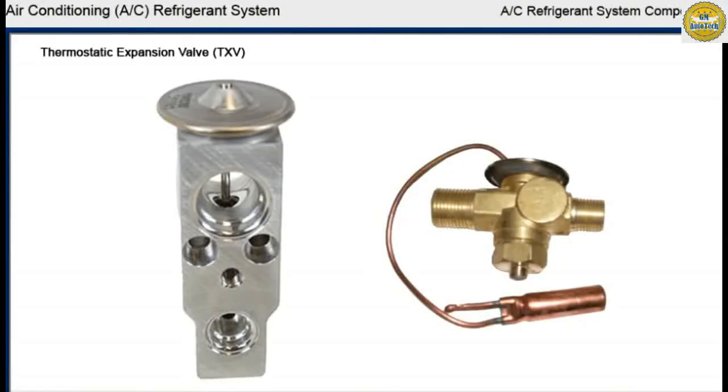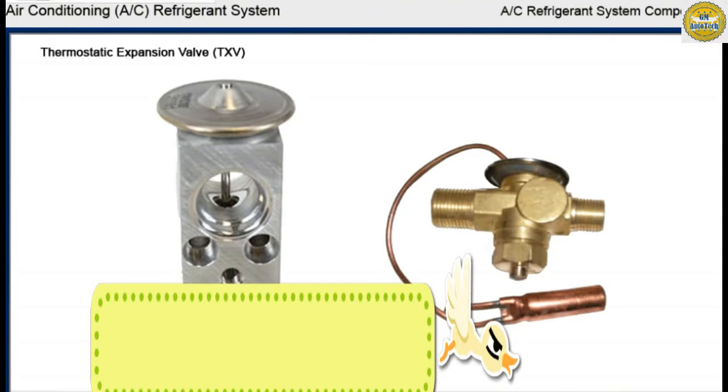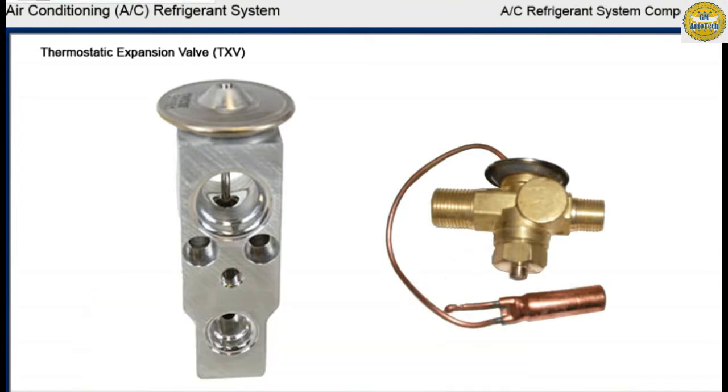There are two types of expansion valves. One uses an internal diaphragm filled with a temperature-sensitive fluid to monitor evaporator temperature at the outlet of the expansion valve. The other uses an external sensing bulb connected to the diaphragm by a capillary tube and monitors evaporator temperature at the outlet of the evaporator.